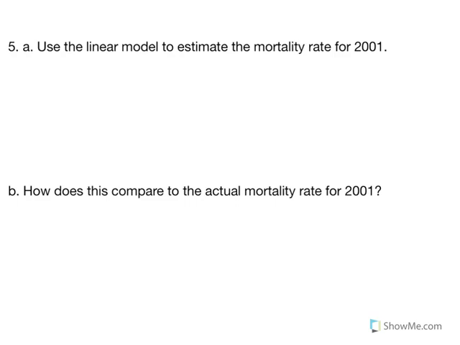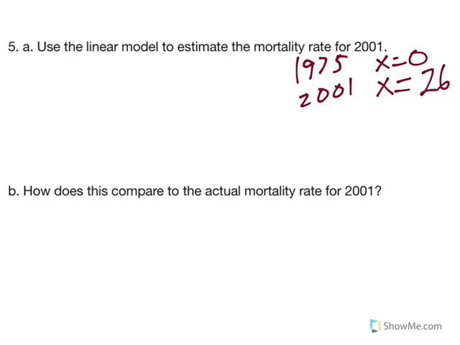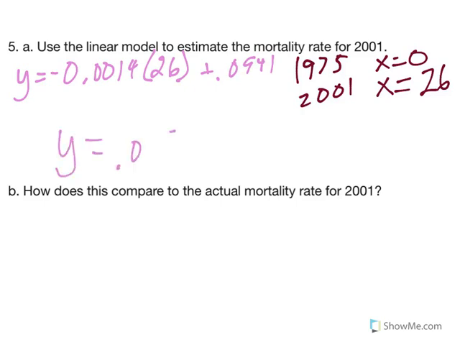Number 5, estimate the mortality rate for 2001. Okay, so this is where we have to think. In 1975, x was 0. So in 2001, x is, well, how many years after 1975 is 2001? And that answer is 26. So I will use my y equals negative 0.0014. I'm going to plug in 26 for x and then add 0.0941 to it. And when you do that, you end up with 0.0577. So the mortality rate in 2001 is approximately 6%, right, if I change that decimal to a percent.